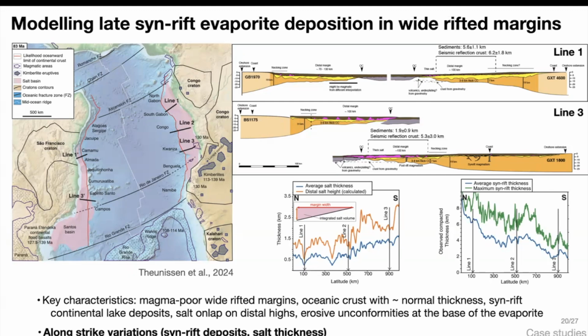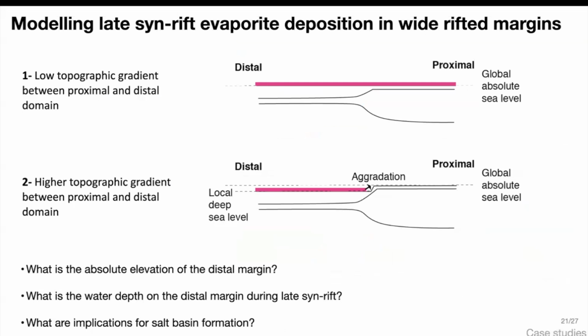This is the key observation, but this is a highly problematic system because it is known, or at least believed, that the salt evaporite deposition might happen at shallow depth. So it would mean, if it's close to sea level, because you need some salty water or brines, that you have two situations. The first one would be to consider that you have a low topographic gradient between the proximal and the distal, and then it needs to be explained. Or it could be explained by a higher topographic gradient, but then it will need kind of a local deep sea level and aggradation from the distal to the proximal part.